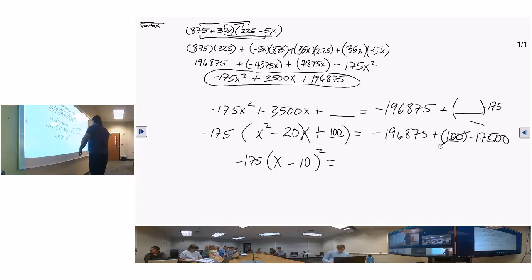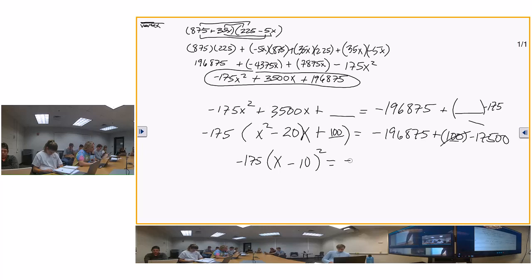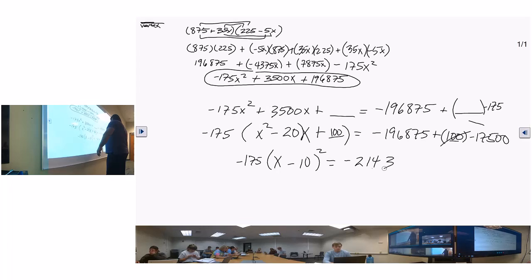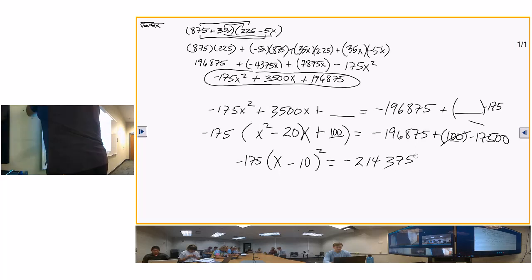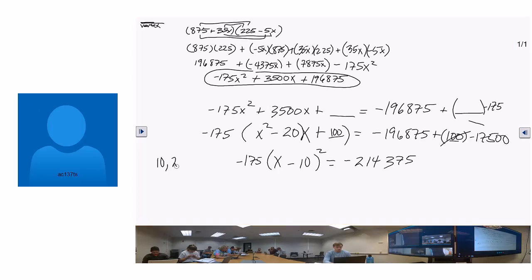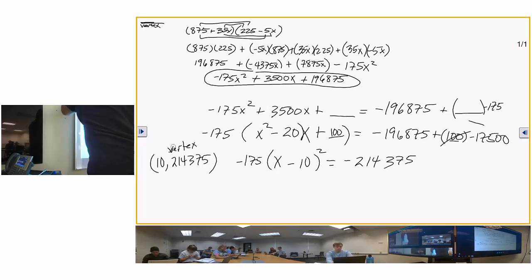So somebody add those two together. Tell me what you get. 214,375. Is that what everybody got? Yep. So our vertex is (10, 214,375). Is that what they're asking for? They may be asking for the vertex. I don't know. Somebody write that down because I'm not going to remember it.